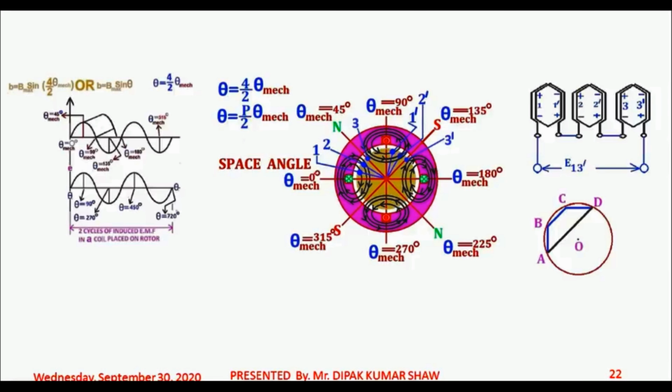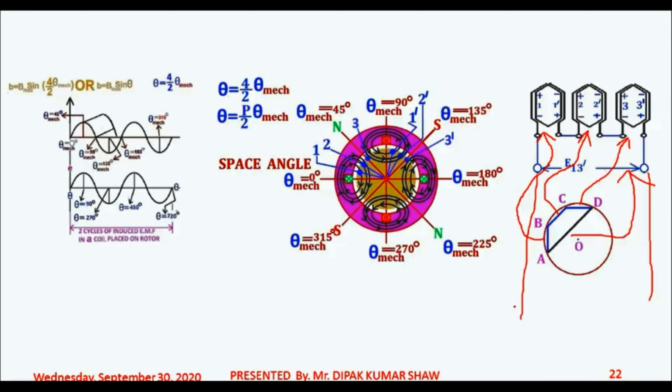In this case also you have three coils in series, so again you have to take the phasor sum. AB is the EMF induced in coil 1 1 dash, BC is the EMF induced in coil 2 2 dash, and CD is the EMF induced in coil 3 3 dash. The EMF induced across these terminals is nothing but AD. In this way, we can find the EMF induced across the series connected coils which are distributed over the rotor periphery or stator periphery.